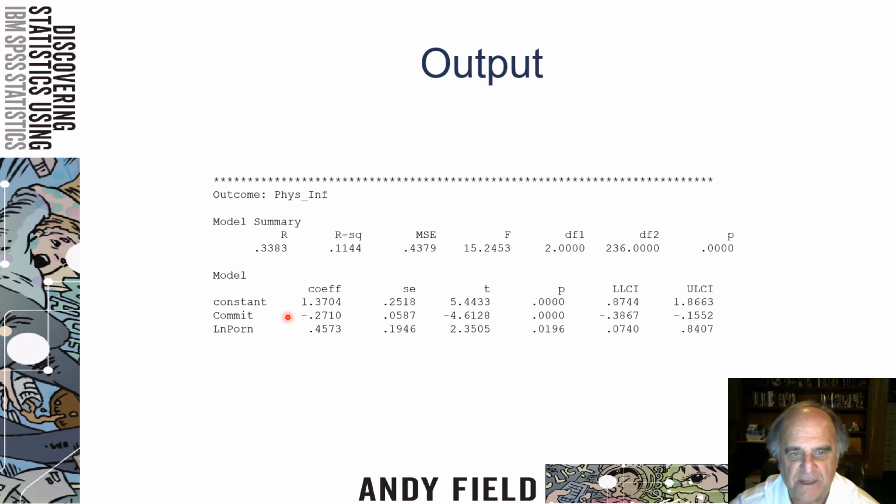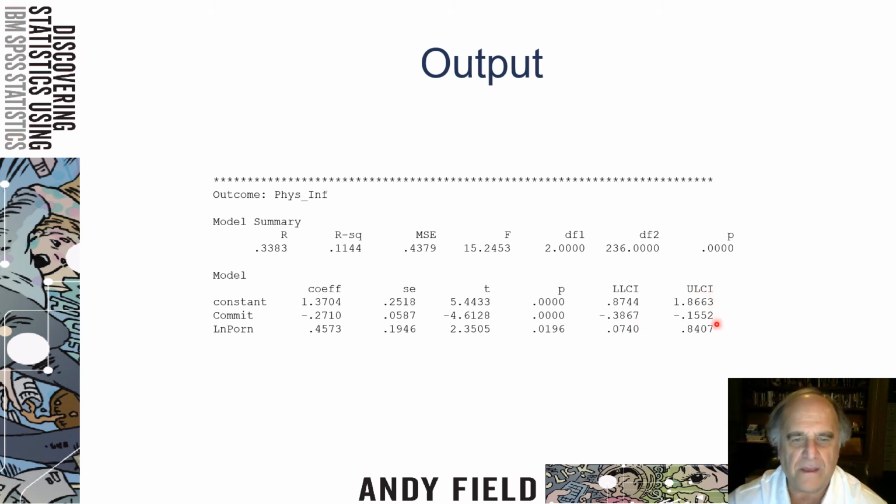We can see now the B parameters for the constant and for commitment. In this case, commitment now has a negative relationship with physical infidelity, which makes sense, again, because we're looking at sort of a negative variable, physical infidelity. The more commitment you have, the less likely you are to engage in physical infidelity. And it is significant, 0.0000.